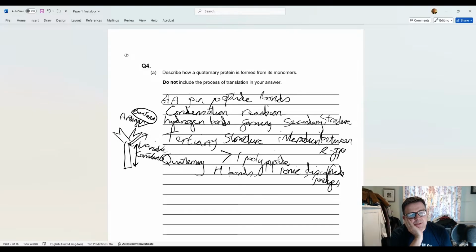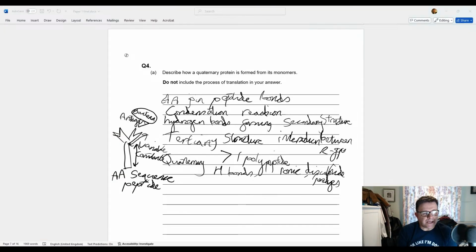The shape of the antibody and the shape of the receptor sites is controlled by the amino acid sequence. So amino acid sequence is important for the shape and the structure. As we said, they're held together by peptide bonds, hydrogen bonds, disulfide bridges. You can mention lots of different structures there. Bit of a mess, but there you go.